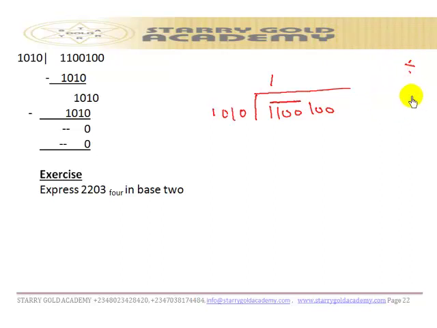What is the next process? Multiply. 1 times 1010 is 1010. What's the next process? Subtract. 0 minus 0 is 0. 0 minus 1 is impossible, so you borrow 1. This one becomes 0, and the other becomes 10. So you have 10 minus 1, 1. Okay, so you just have 10 left.